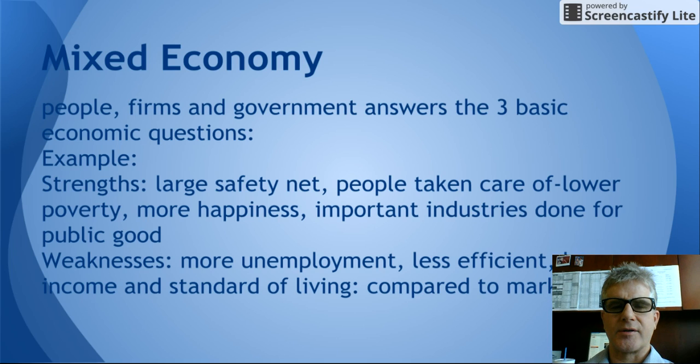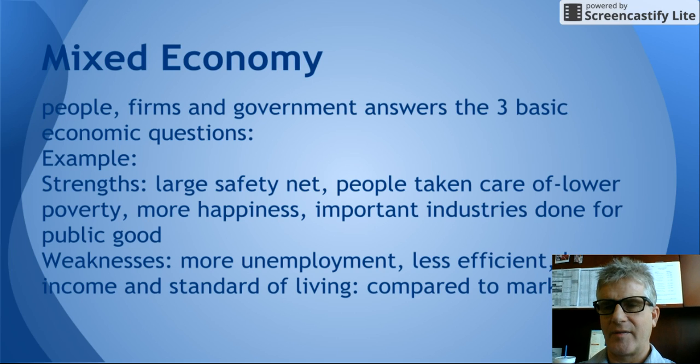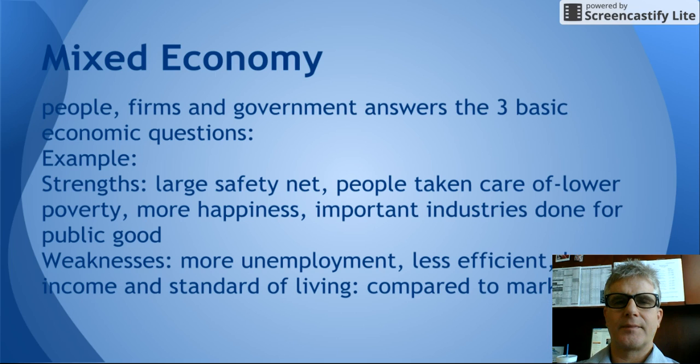A weakness is there's more unemployment than in the market. It's less efficient than the market, with less income and a lower standard of living. In these mixed economies, normally the average income is maybe 25 to 30,000. In a market economy, that might be 40 to 50,000.